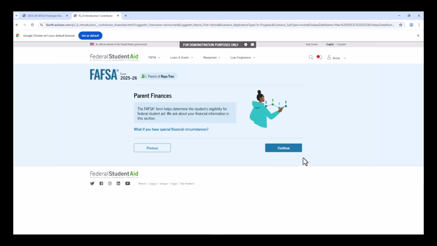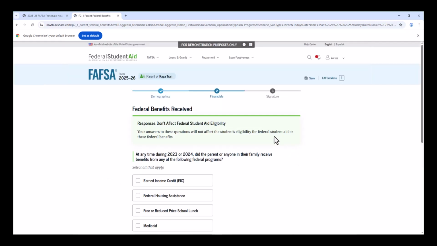And then we're entering into the parent finance questions. So as you can see, the parent portion is pretty short. It's shorter than the student's portion. So we're already at the finances. So let's just go ahead and continue on.